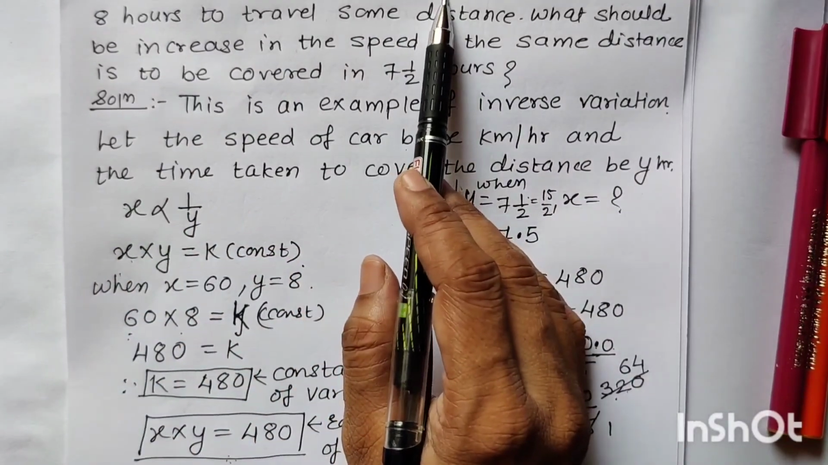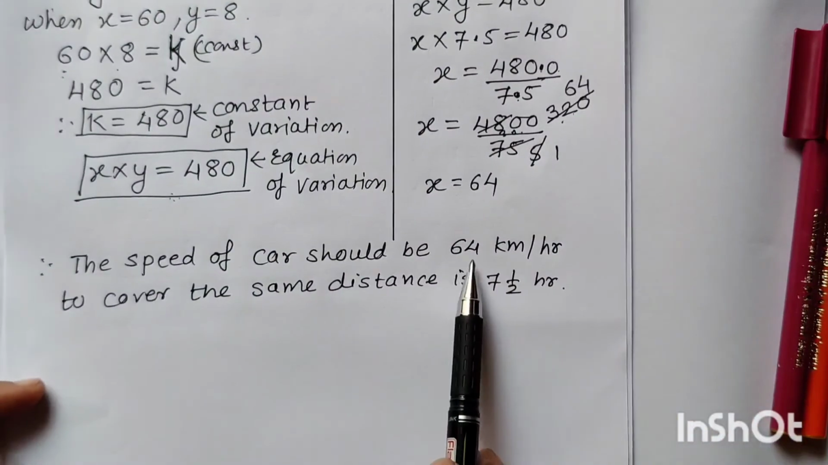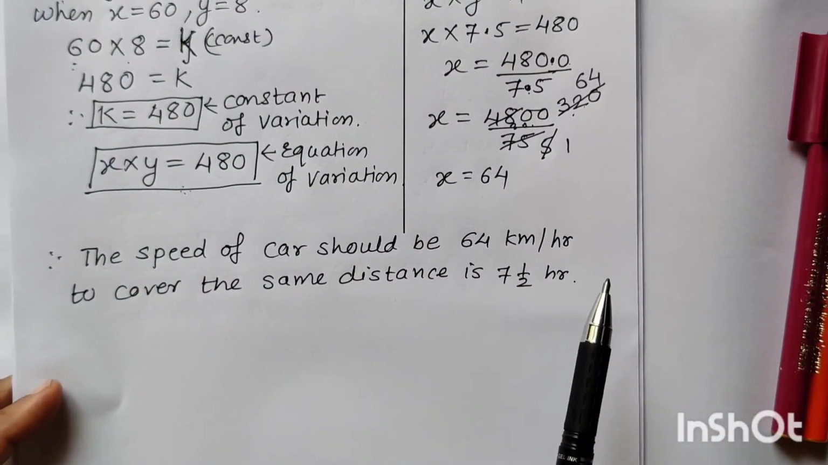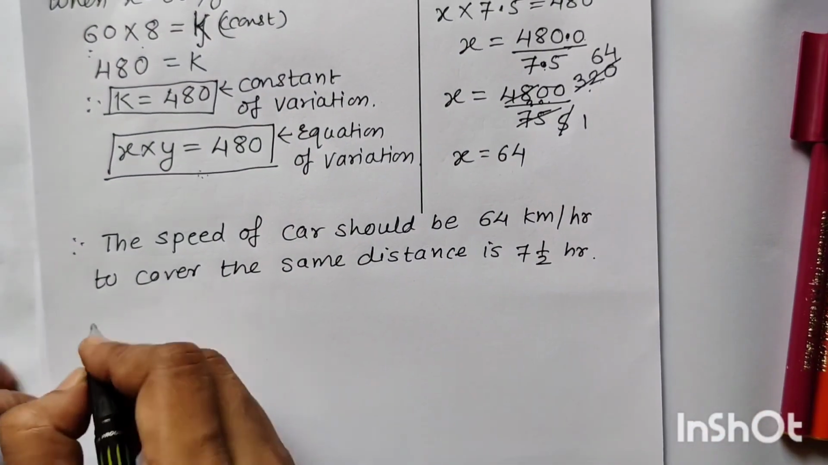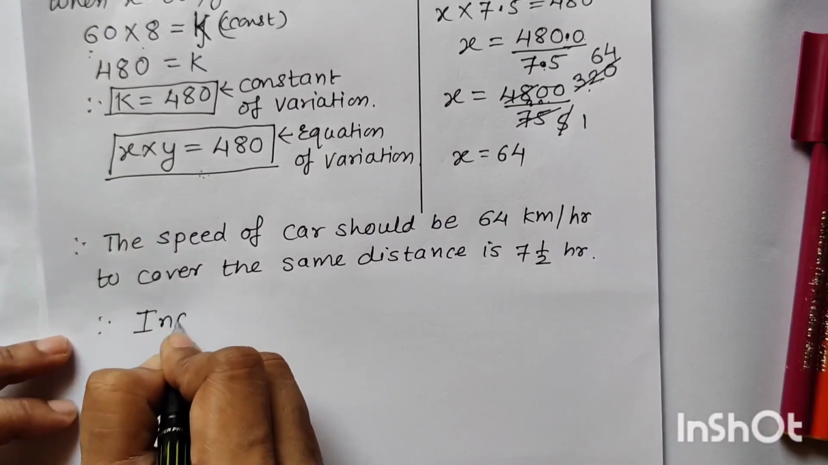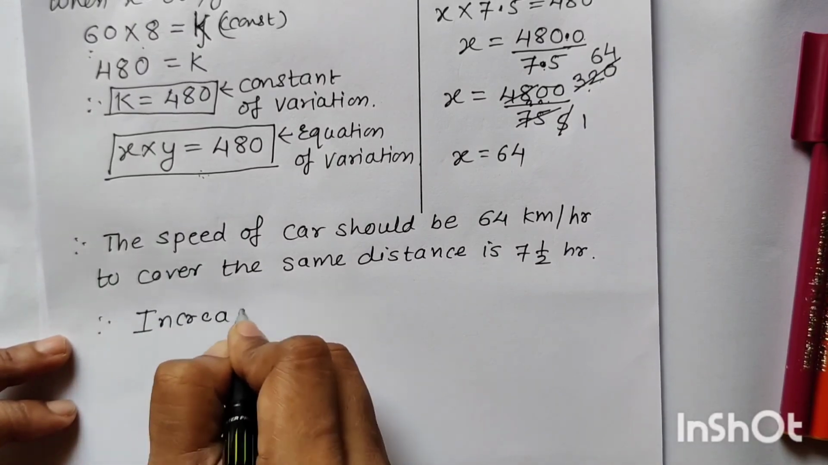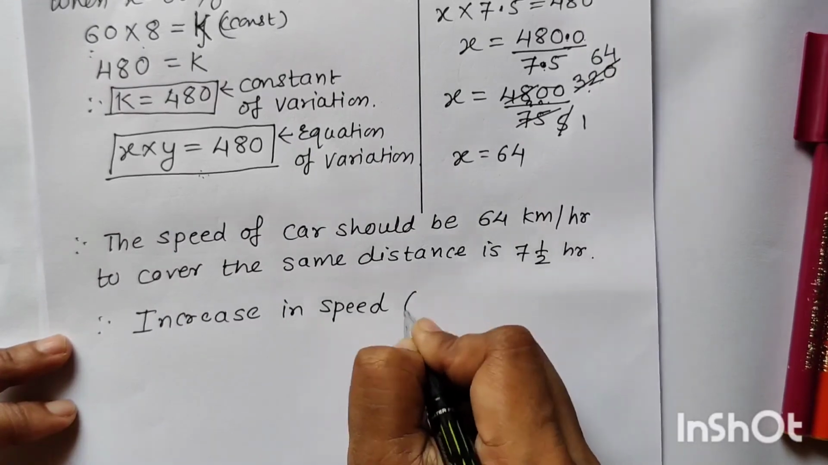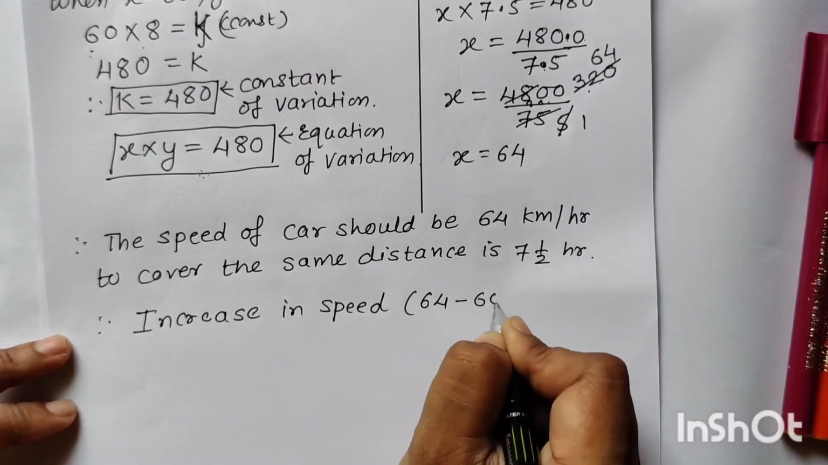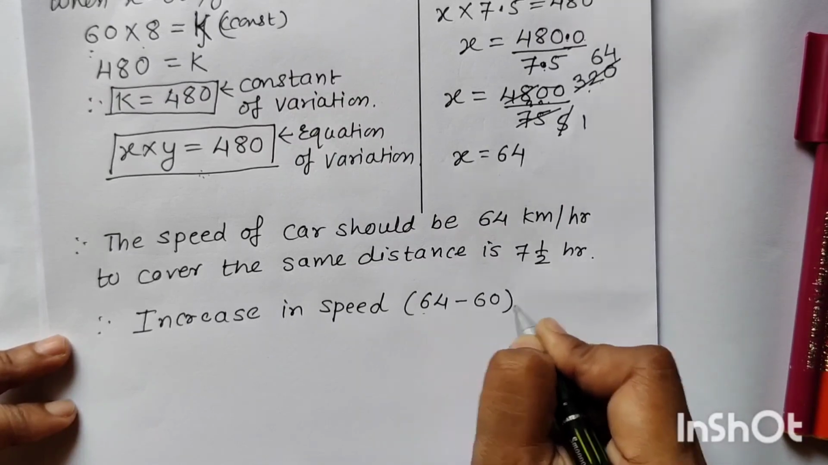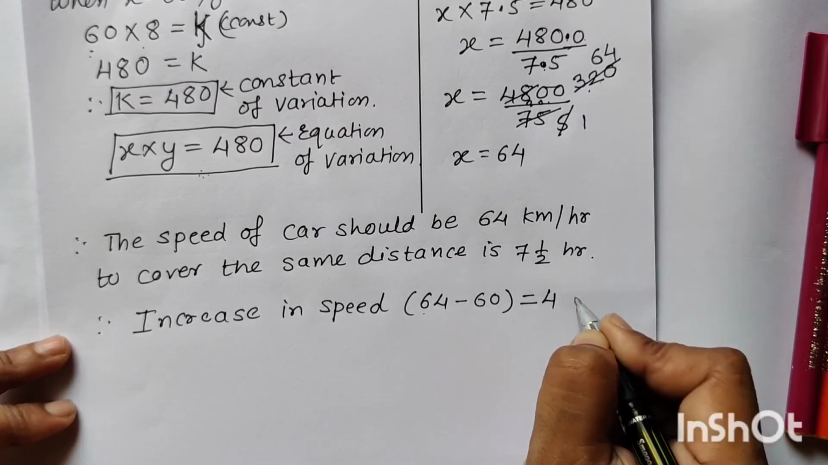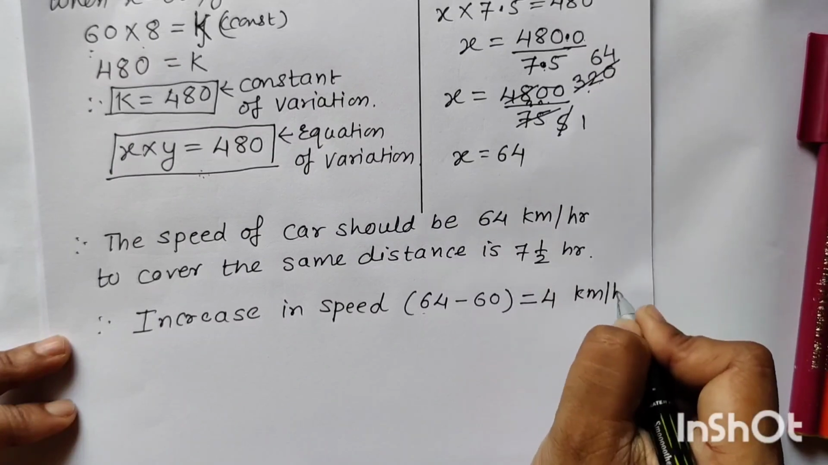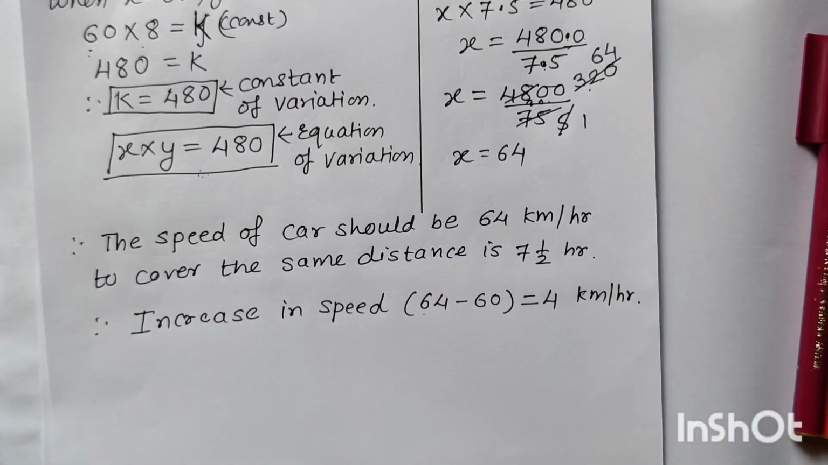First the speed was 60 km per hour. Now we have got the speed 64 km per hour. So what is the increase? Therefore the increase in speed: we have got 64, before it was 60. 64 minus 60 is equal to 4 km per hour. In this way you can solve all the sums from practice set 7.3.